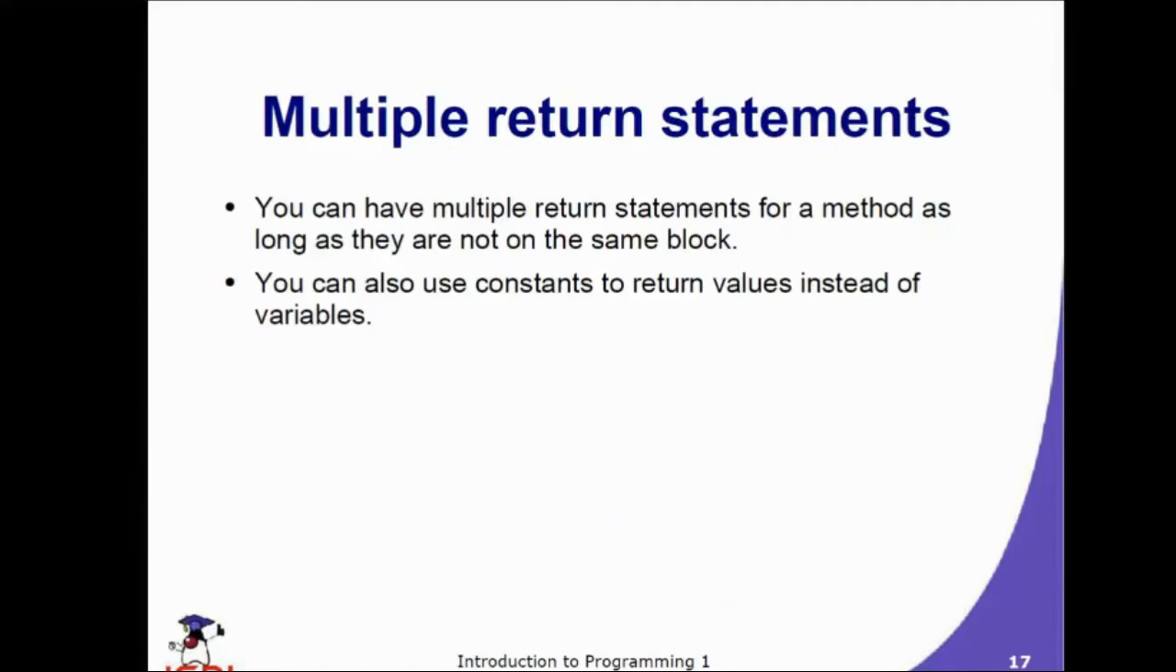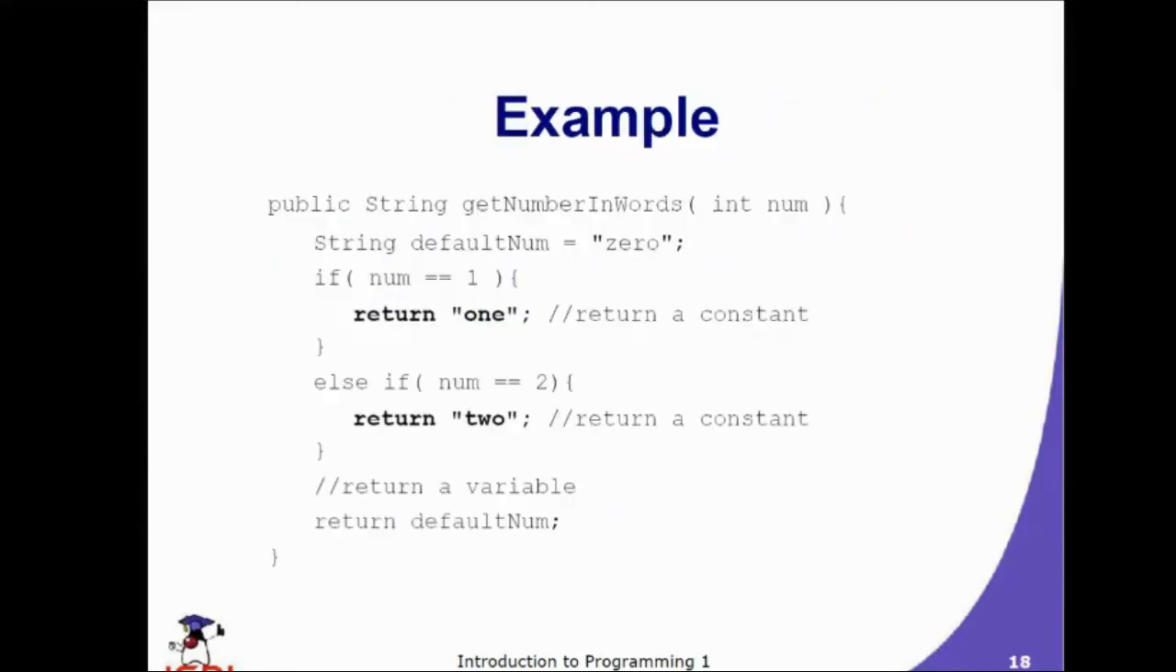So we have also multiple return statements, which you can have for a method as long as they are not in the same block. You can also use constants to return a value instead of a variable. So pwede tayo maglagay ng multiple returns in one method as long as isa lang ang i-return niya. It depends upon the expression or the condition kung sino yung return na gagamitin. Hindi sila pwedeng magsabay; isa lang talaga yung i-return.